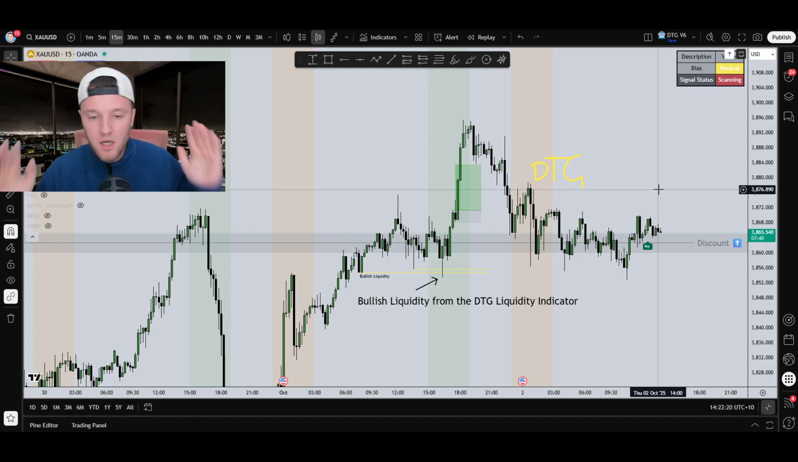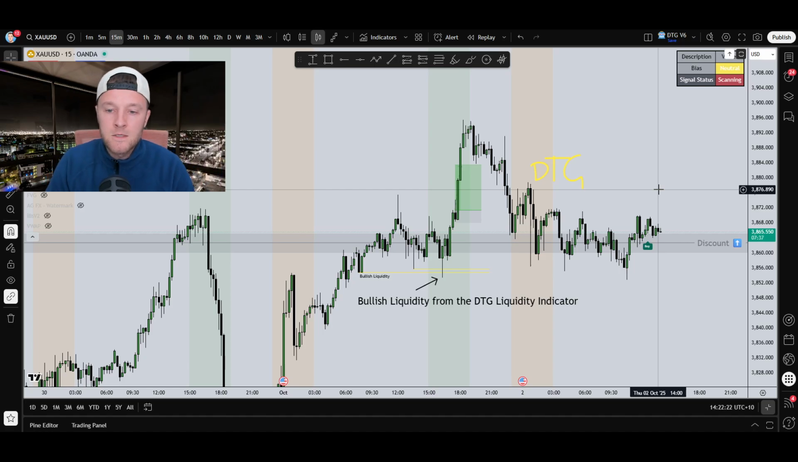You just sign up, plug in these indicators, learn a couple of things to do with how to draw the discount zones, how to learn the trade management techniques and other little things like that. But once that's done, that shouldn't take you too long. You're up and ready to go with the DTG system.